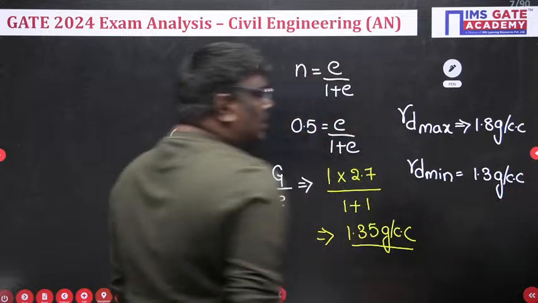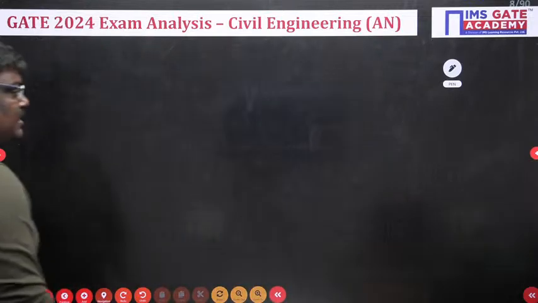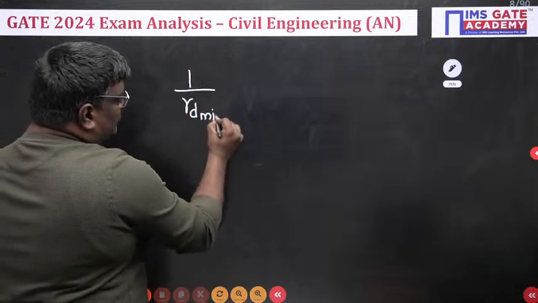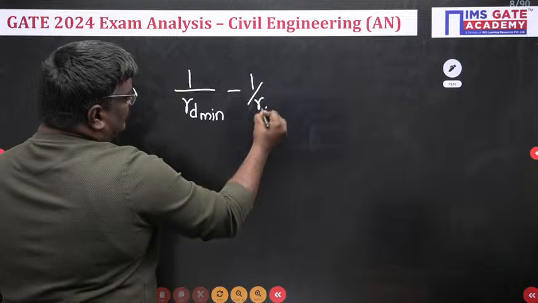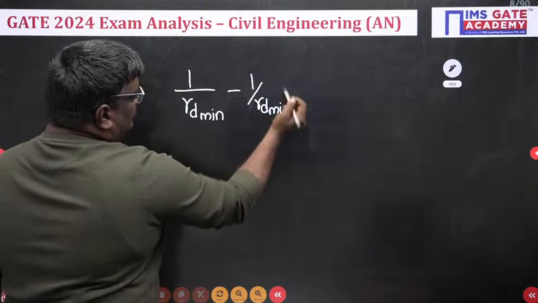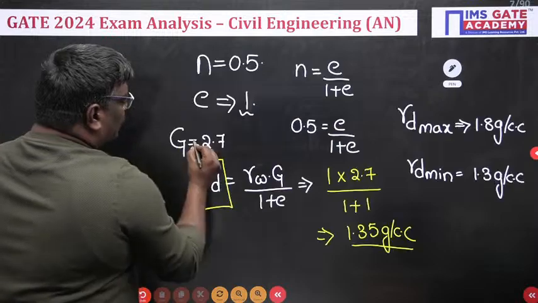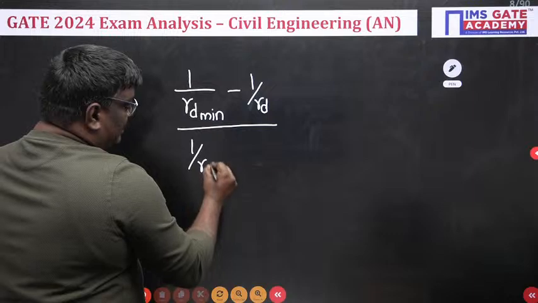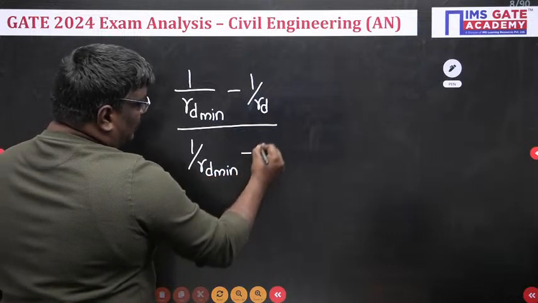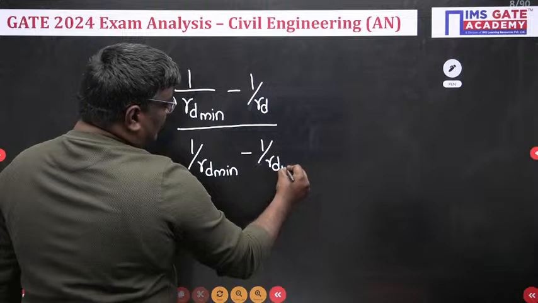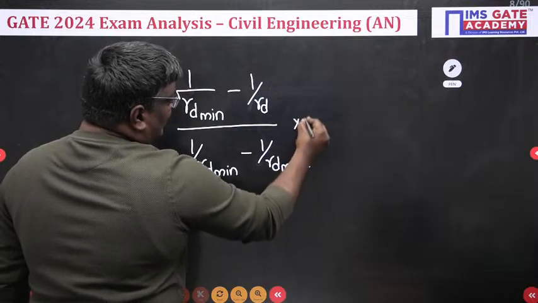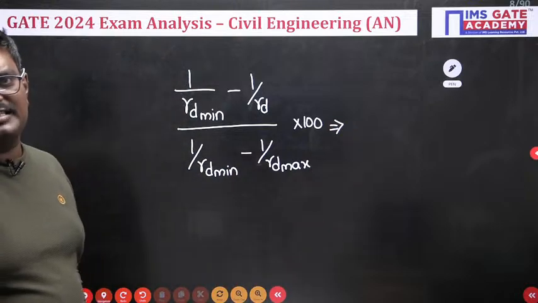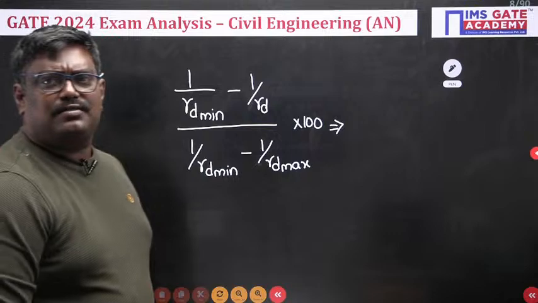So here, as I told you, the formula is 1 by gamma D minimum minus 1 by gamma D, upon 1 upon gamma D minimum minus 1 upon gamma D max, into 100. They have asked for the value in percent. So if I substitute the values, what is the minimum dry density?